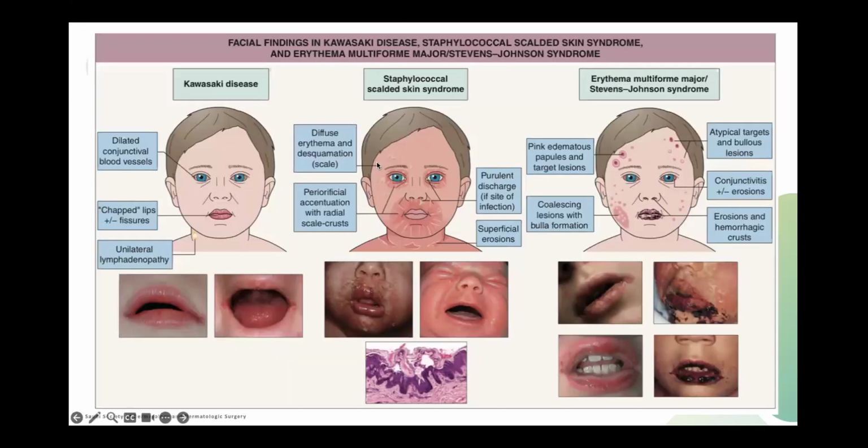So this is a photo just to show you the difference in some rashes that can appear in the mouth and the face. So here, Kawasaki, we can see the cracked lips, the strawberry tongue.